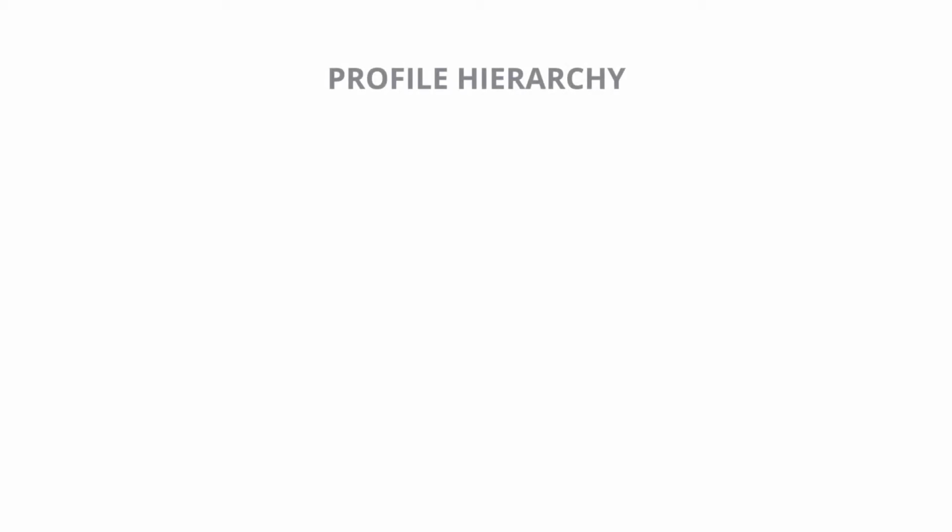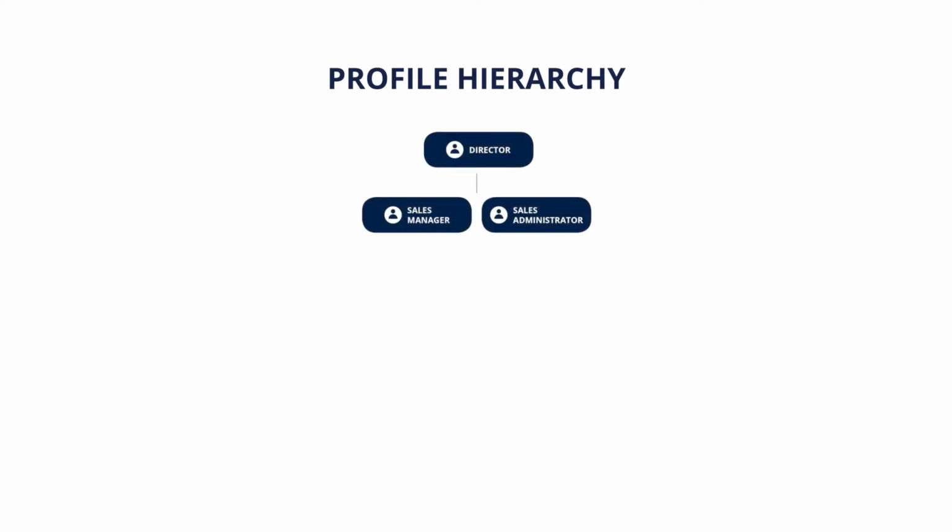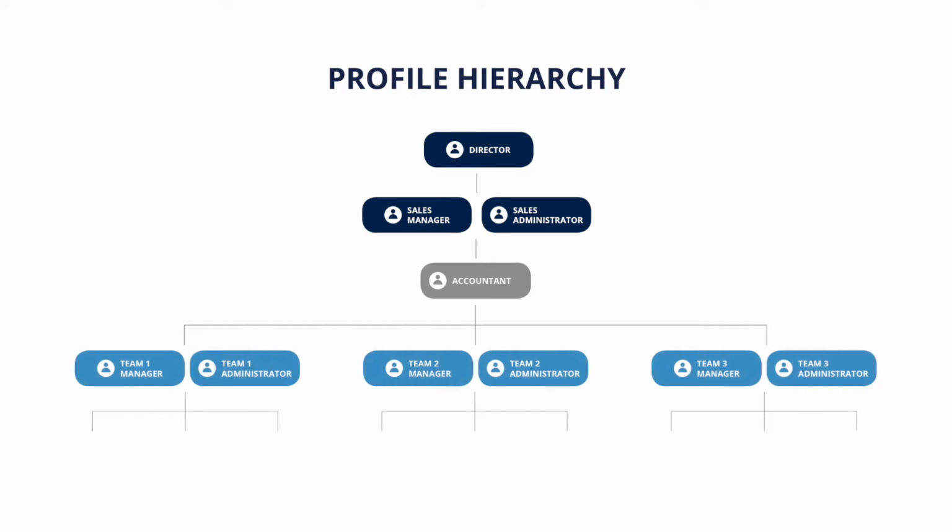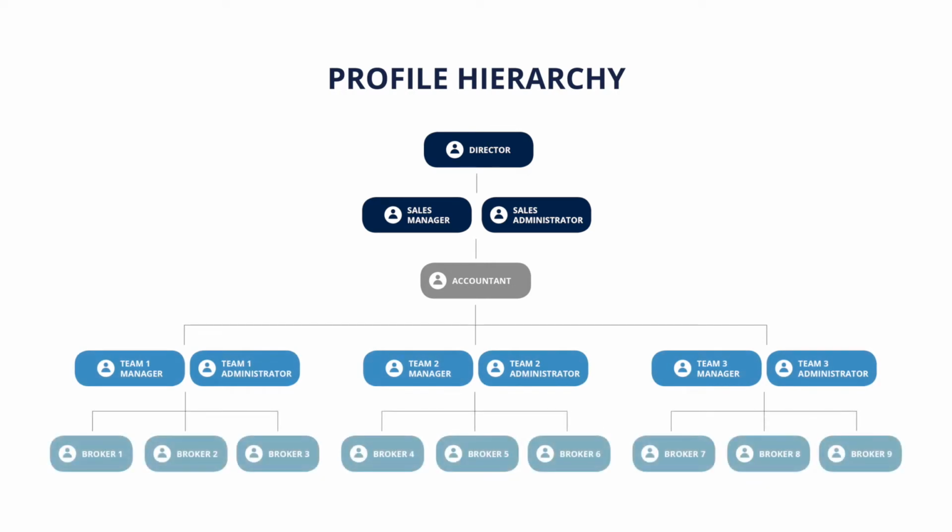The profiles are set out in a hierarchy, with the top level being the director, sales manager, and sales administrator. There is a separate profile for accountants that has different access rights than other profile types. The next level is that of team manager and administrator, followed by the broker. It is very important to get this hierarchy set up correctly in your company, and we will help you make sure that it is correct.